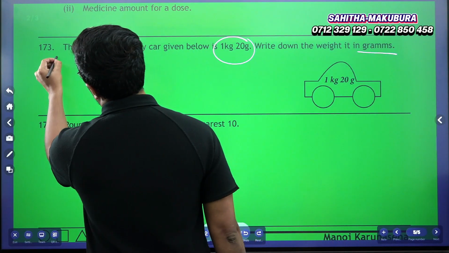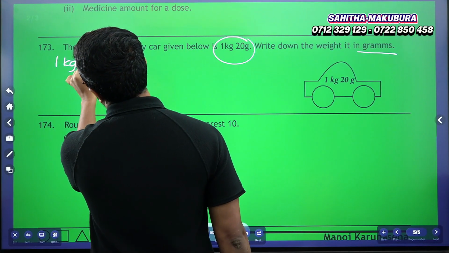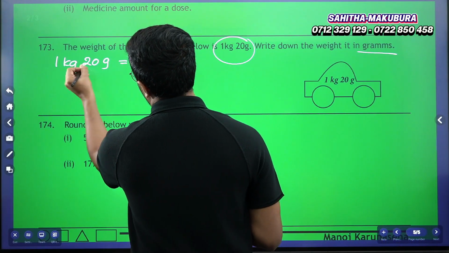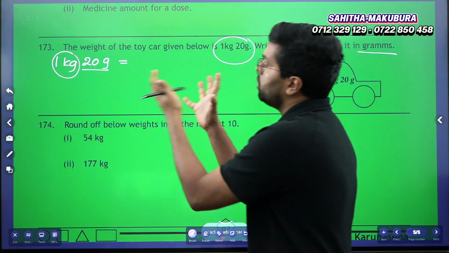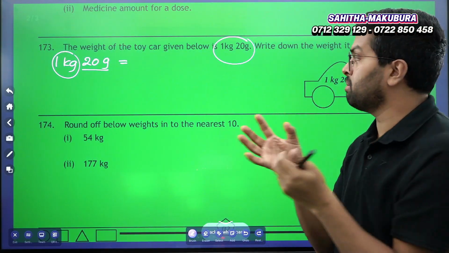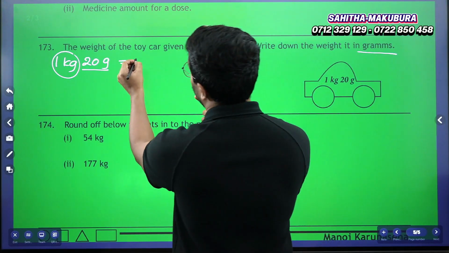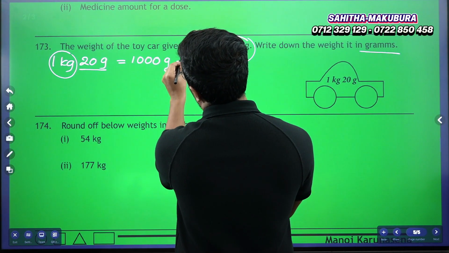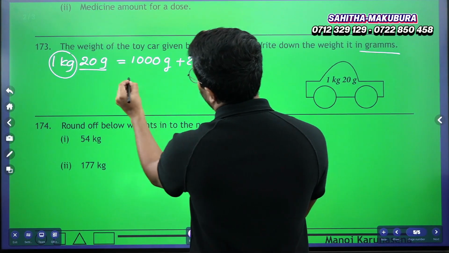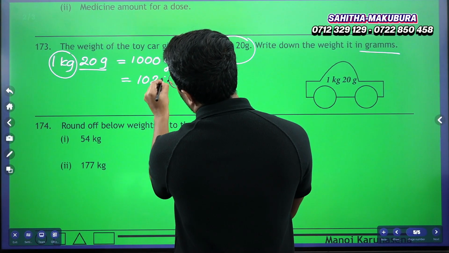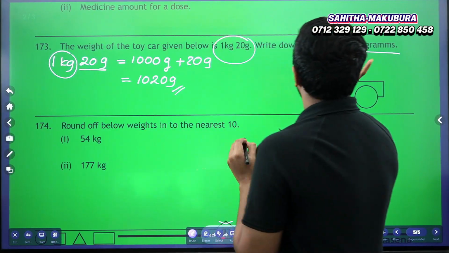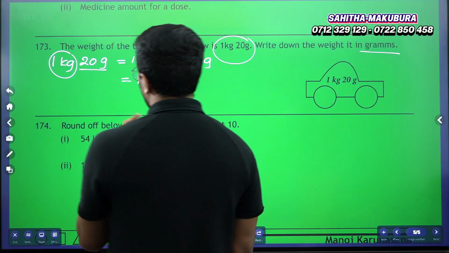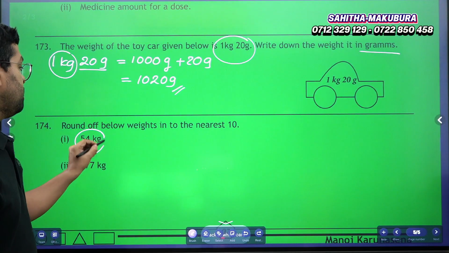Pute. So 1 kilogram and 20 grams. We have to write that in terms of grams. Okay, we already have 20 grams. So what we simply have to do is convert this 1 kilogram into grams. So we know the relationship, right? 1 kilogram equals 1000 grams. On top of that 1000 grams, we have another additional 20 grams. So 1000 grams plus 20 grams gives you 1020 grams. Answer is 1020 grams.